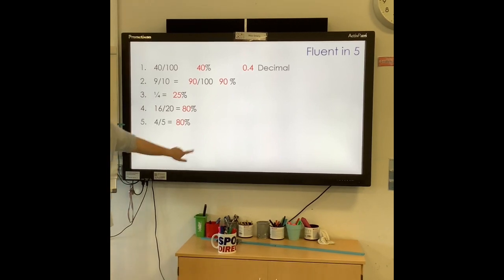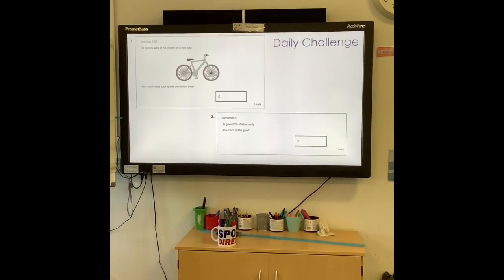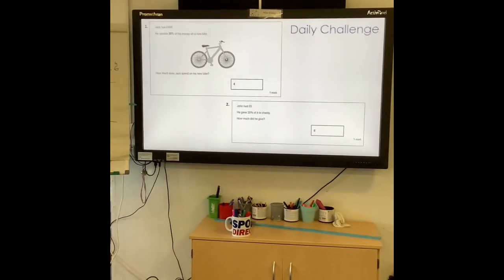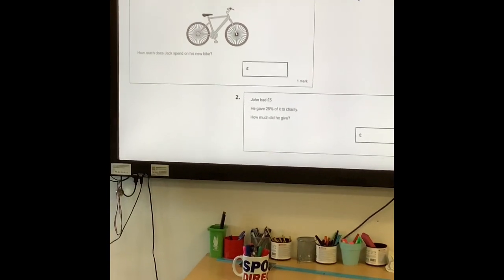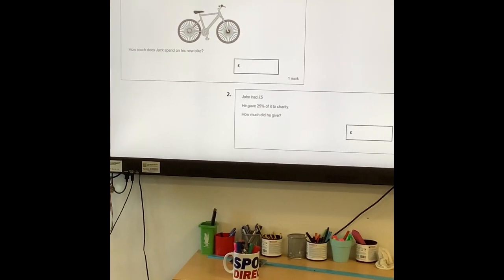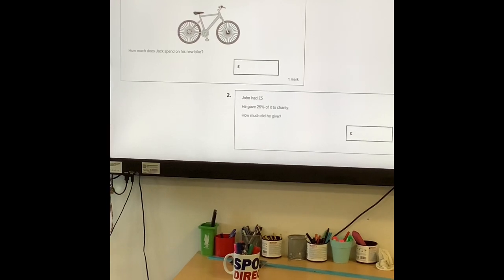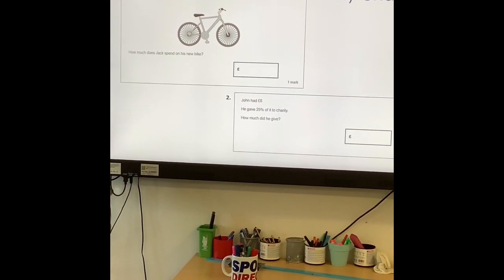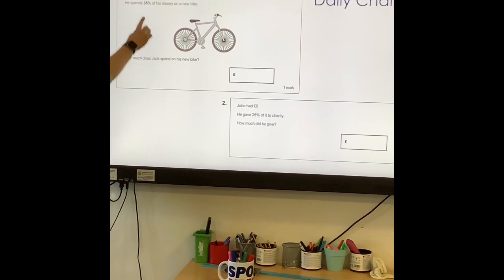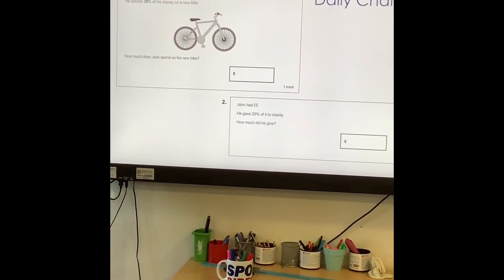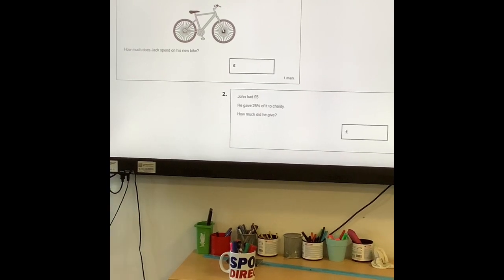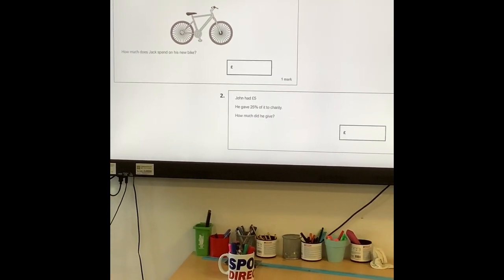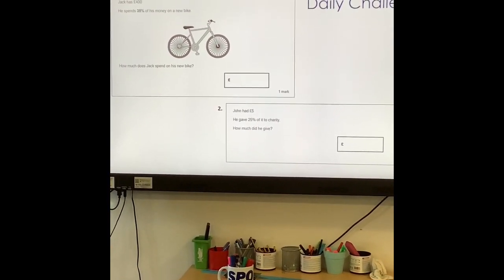So, today's problem. Number 1, Jack has £400. He spends 35% of his money on a new bike. How much does Jack spend on his new bike? So here you need to find what 35% of 400 is. Remember, if you're finding it tricky, you can go back to using the bubble method and find 10%, 5% and work it out that way.